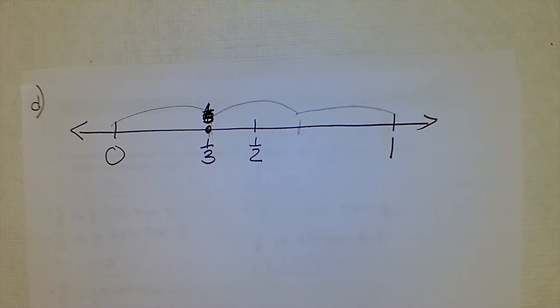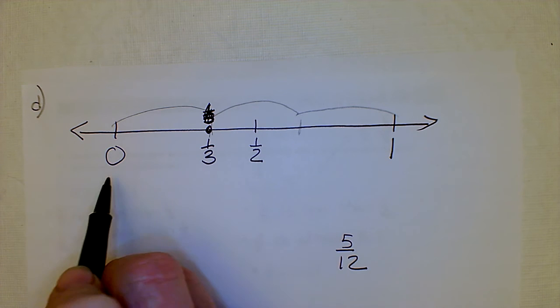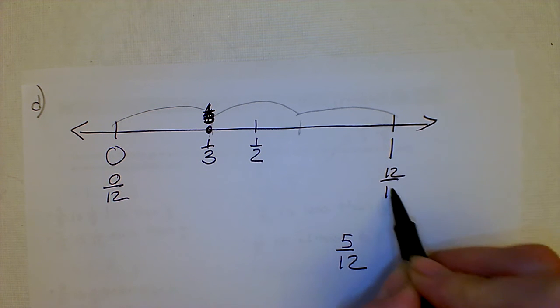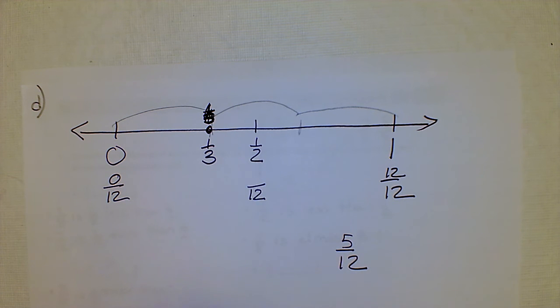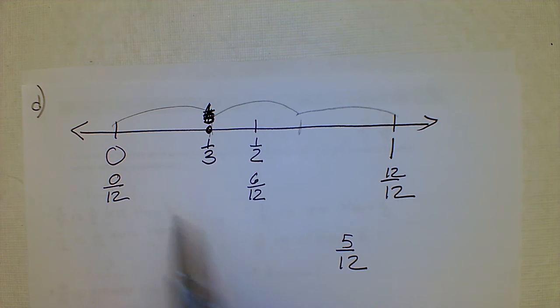Now, if I were to try and figure out 5/12, let's think about that. I'm trying to figure out where I'm going to put 5/12 on this. Well, again, this is going to be 0/12. This is going to be 12/12. Now, if I want to turn my 12ths into a half, what's half of 12? 6. So I know 6/12 is equivalent to that. Well, 5/12 is actually going to be just 1/12 away from that.